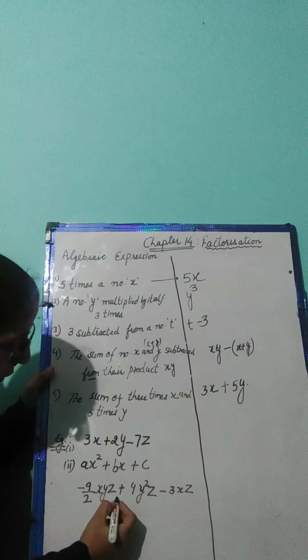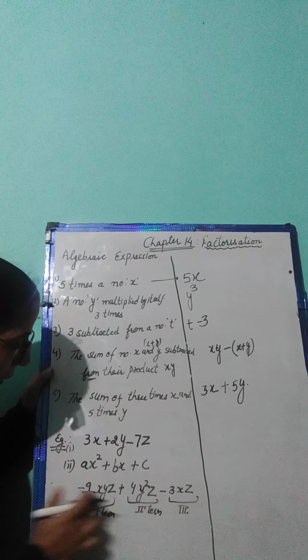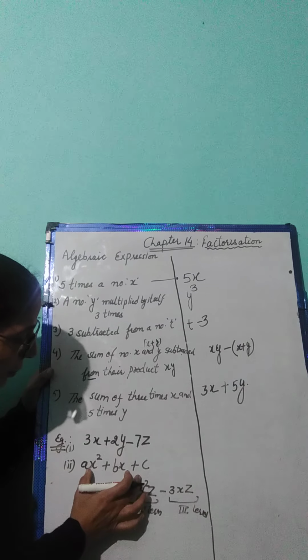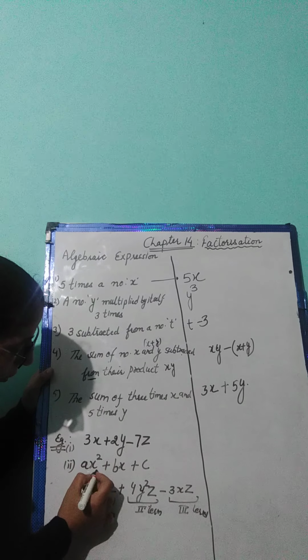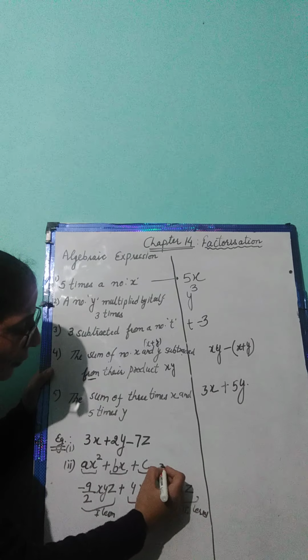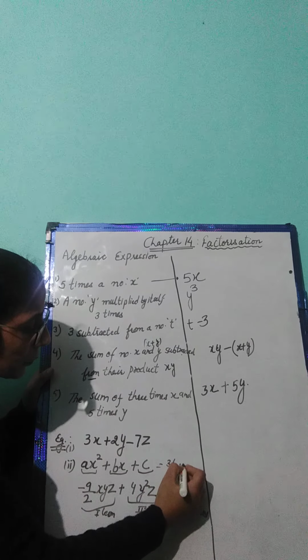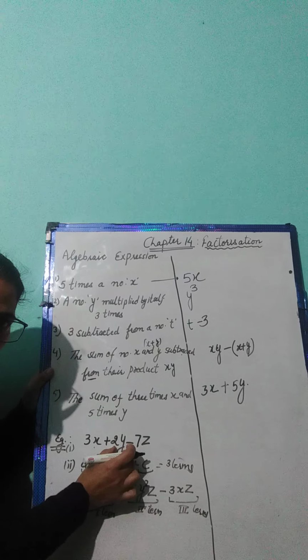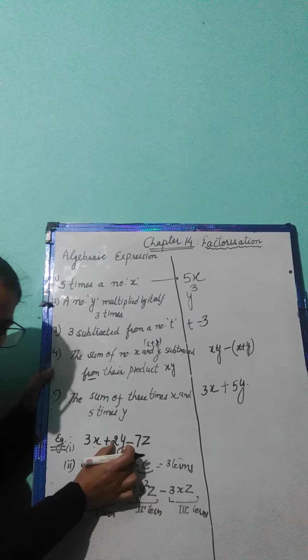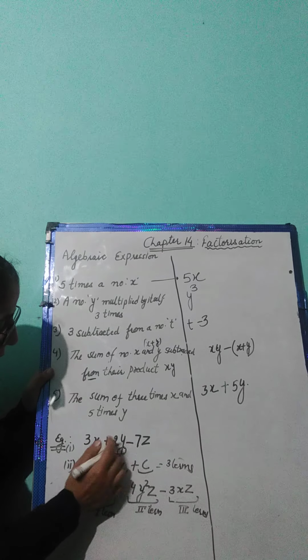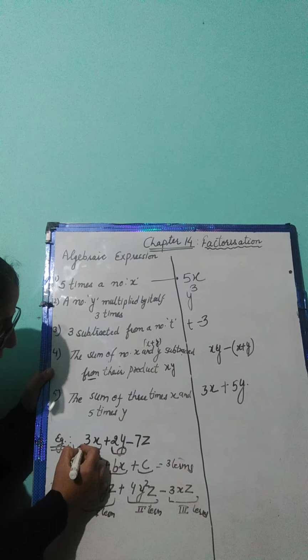How do we know these are different terms? Because they are separated with a sign. So there are a total of 3 terms. This is first term, second term, third term. So this is also having 3 terms. How do we know this is altogether the same term? Because there is no sign in between. Whenever there is no sign in between, it means it's a single term. This is a single term. This is a single term.